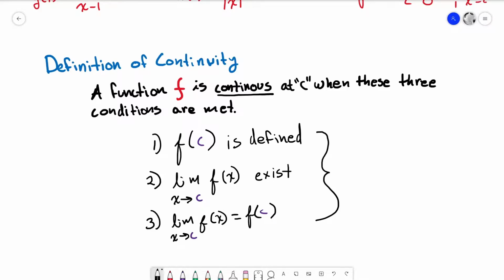Otherwise, the function is discontinuous. And discontinuity can come in two flavors.